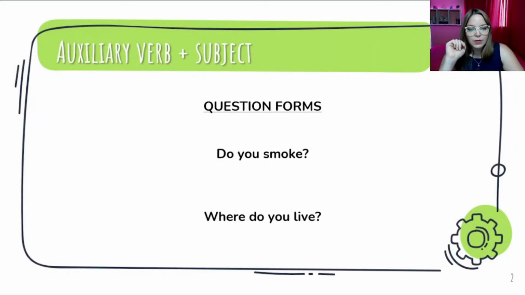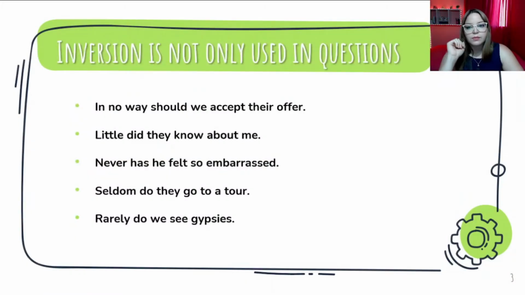Let's look at some examples. In the first one, we have: Do you smoke? The verb do is functioning here as an auxiliary verb, and it is followed by a personal pronoun which is obviously our subject. Do you smoke? Good. In the following example, we have almost the same structure. Our auxiliary verb is the verb do, and it is followed by the subject you. Where do you live?